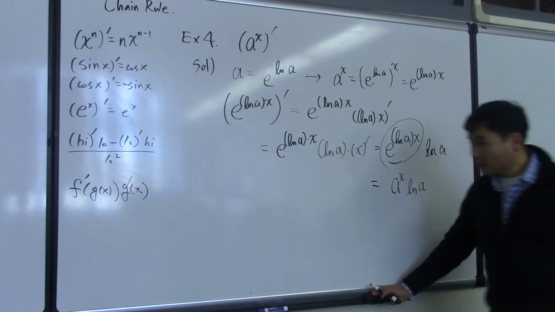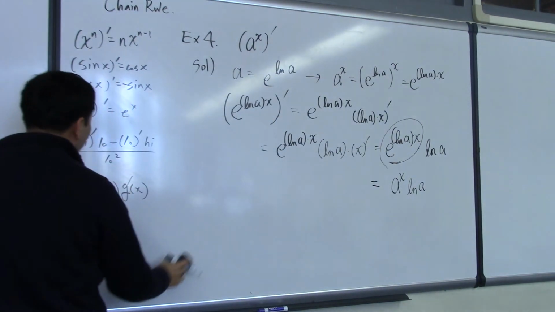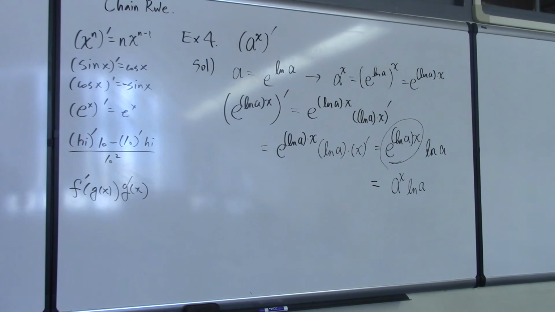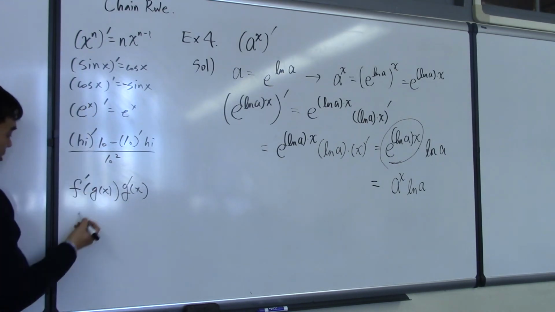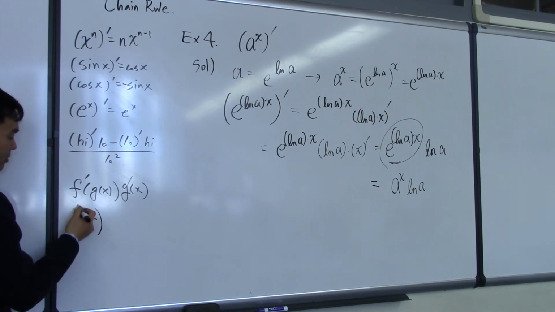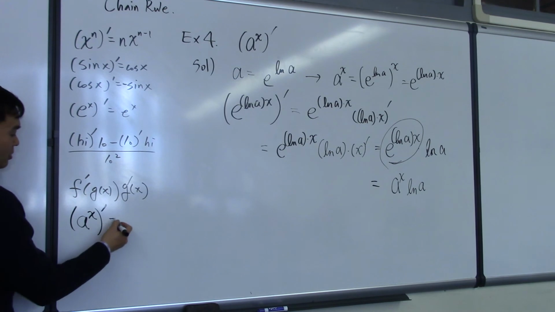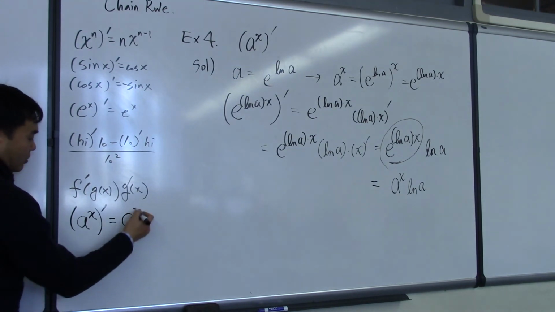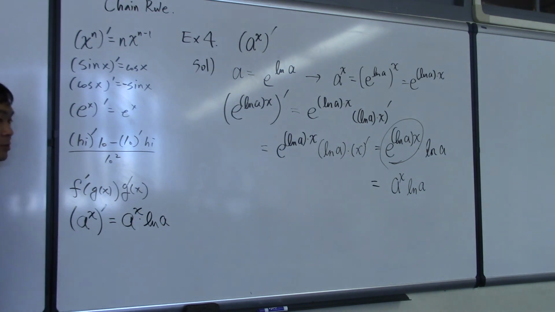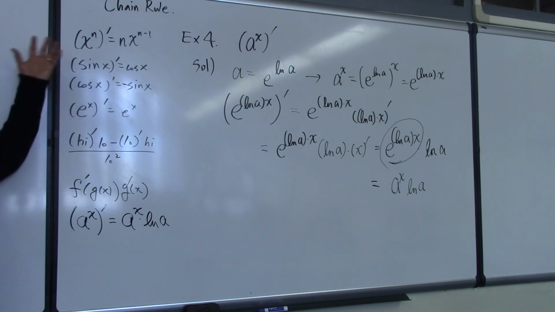Now, not only is this a good example problem for how to use the chain rule, you can actually put this as a new item on the list of derivatives that we know, okay? So, in general, when you have a to the x, when you differentiate this, you get a to the x times ln of a. Okay, so we now have a new item on the list of derivatives.